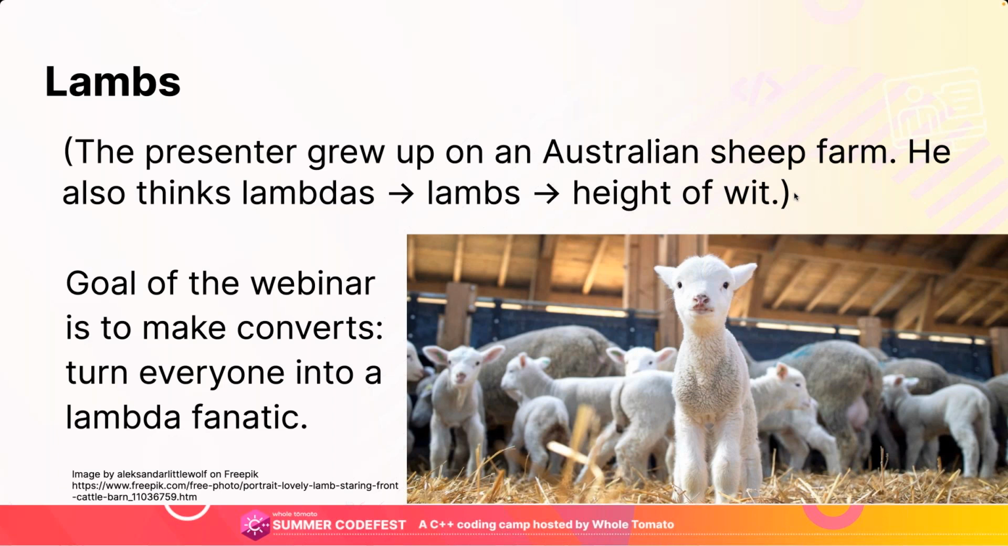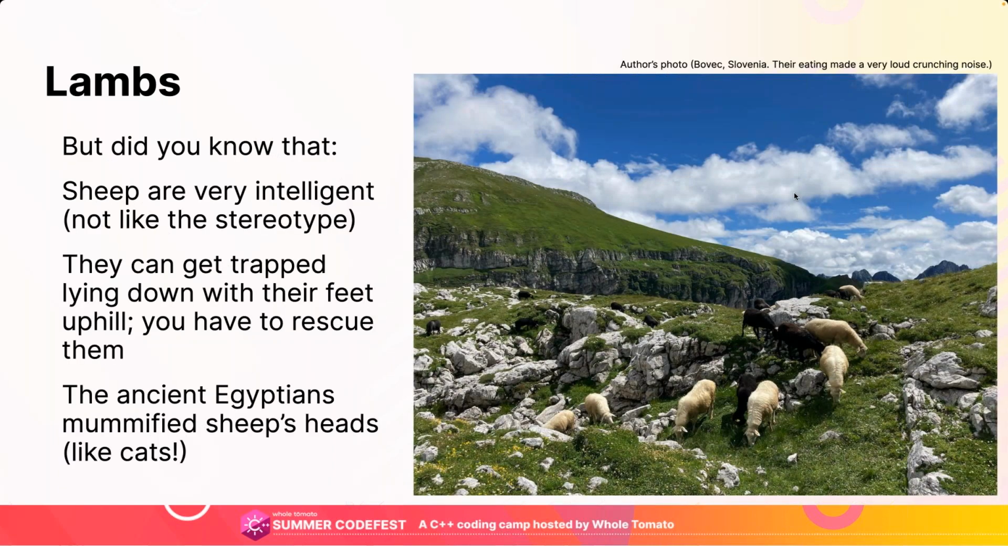I actually grew up on a sheep farm in Australia, and when I was about 7 years old, I had a pet lamb that looks just like the one in the photo. So I thought I'd throw in a few sheep facts from my time growing up on a sheep farm. They're actually very intelligent. I think people have this stereotype of sheep as dumb creatures, perhaps because they're herd animals, and of course, people refer to others, unfortunately, as sheep, as saying something not very nice. But they're actually very smart creatures. The only main problem they have is they can get trapped if they lie down with their feet uphill, and then you have to go and rescue them.